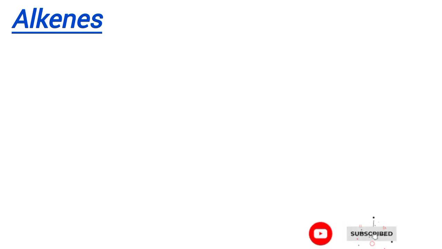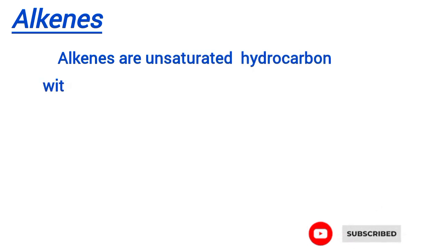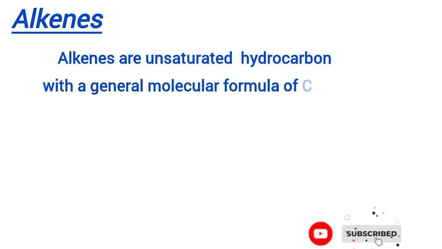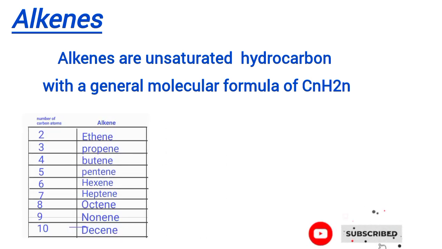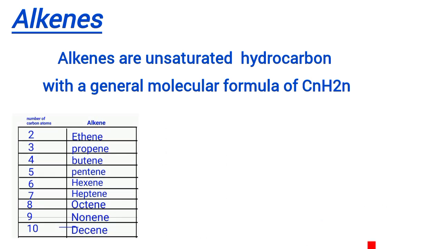In this lesson, we'll be learning how to name alkenes. Alkenes are unsaturated hydrocarbons with a general molecular formula of CnH2n. An alkene with 2 carbons is ethene, 3 carbons propene, 4 carbons butene, 5 carbons pentene, and so on.